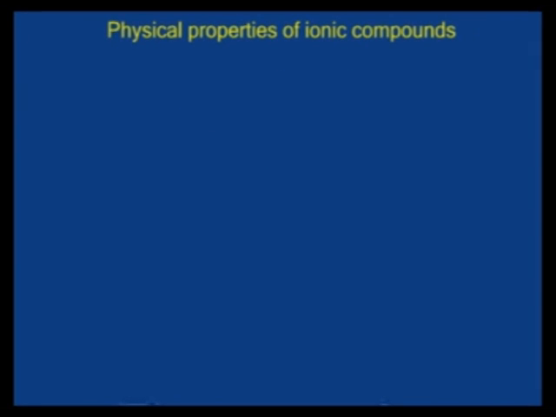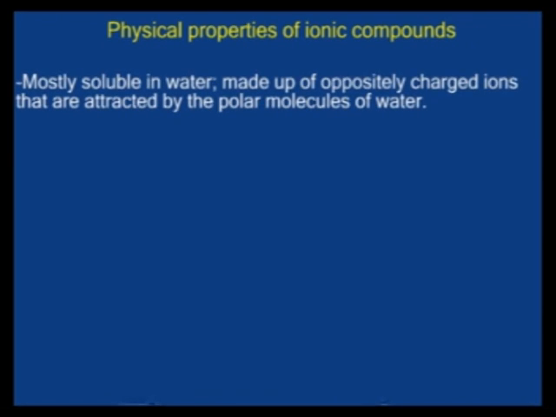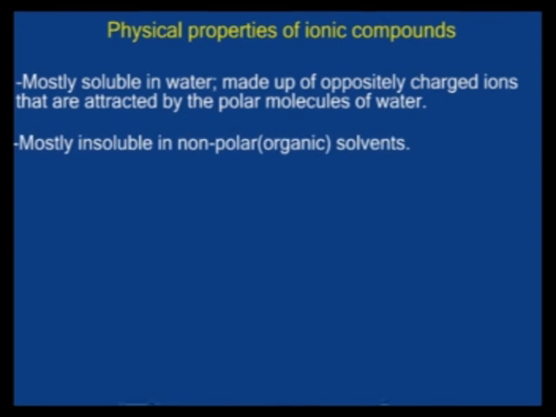Let's look at the physical properties of ionic compounds. Ionic substances are mostly soluble in water because they are made up of oppositely charged particles. These particles are attracted by the polar molecules of water, and we shall see how that happens shortly. They are mostly insoluble in nonpolar solvents.